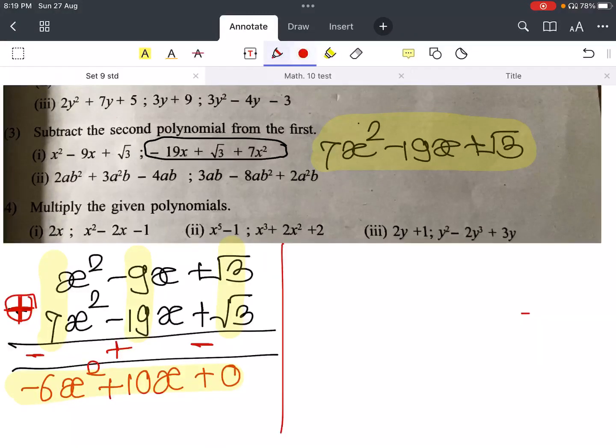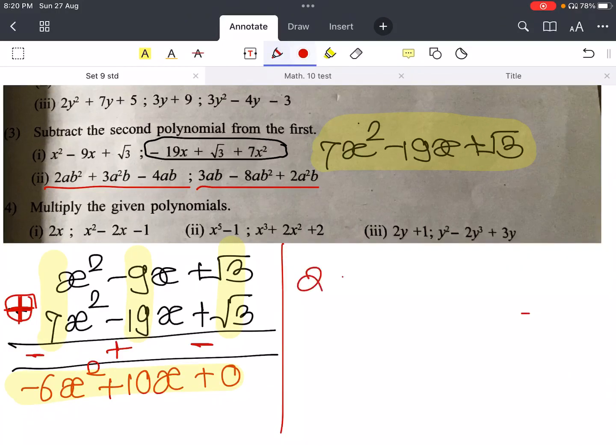So what is the next example? Just 2ab square plus 3a square b minus 4ab. So this is our question. Next one, 3ab minus 8ab square plus 2a square b. So this is not in a standard form. So either for your convenience you convert it into the ab square, a square b, or ab format. Otherwise, if you want to solve it like this, just solve it like this. So subtract the second one from the first.